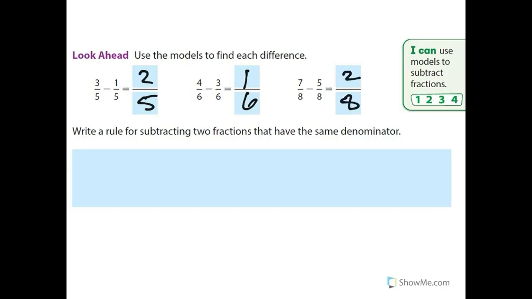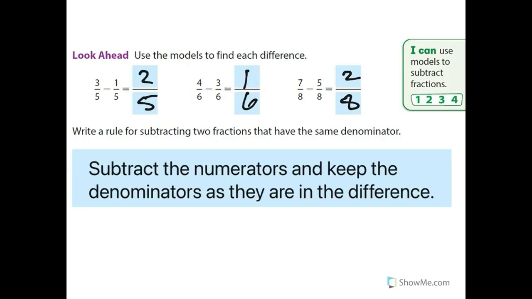Right, in our I can statement there is I can use models to subtract fractions. Well, we need to write a rule for subtracting two fractions that have the same denominator, and it's going to be a lot like the one that we used in 7.3. Subtract the numerators and keep the denominators as they are in the difference. Alright, so we've subtracted the top numbers, kept the bottom numbers the same.